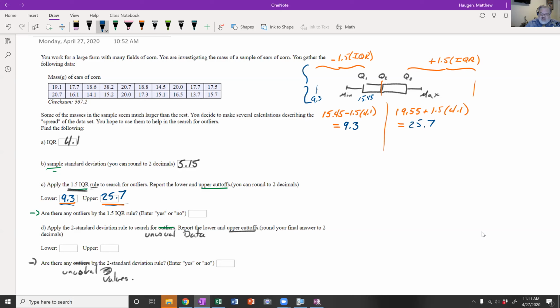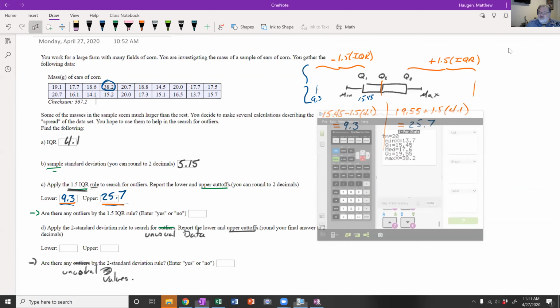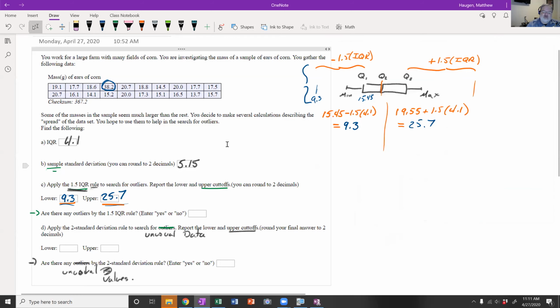So are there any outliers? Nope. There's one because you have a 38.2. Yeah, that 38.2. And one of the ways we could check that is if you look at the calculator says the max is 38.2. So there's something more than that cutoff in there. It should really be recalculating that max based on that, but it's not going to do that because it's a calculator. So we do have that 38.2.